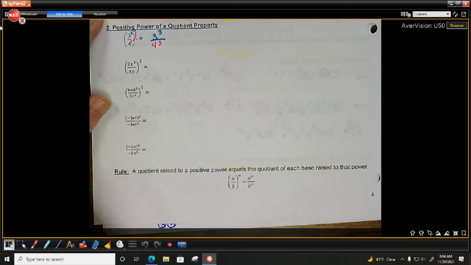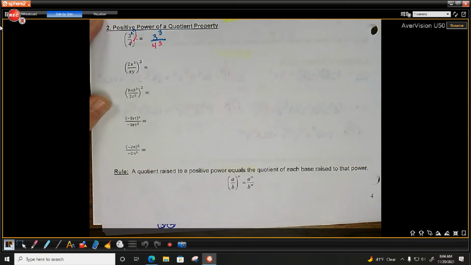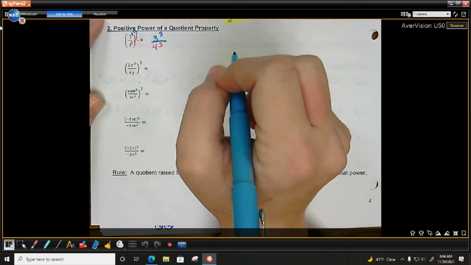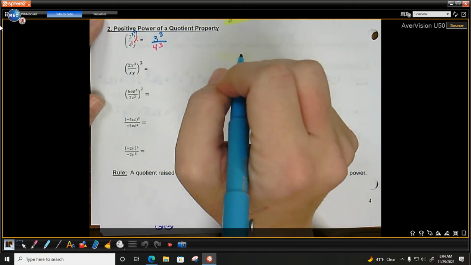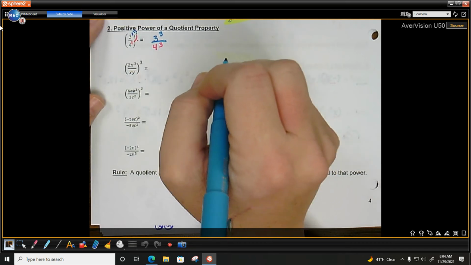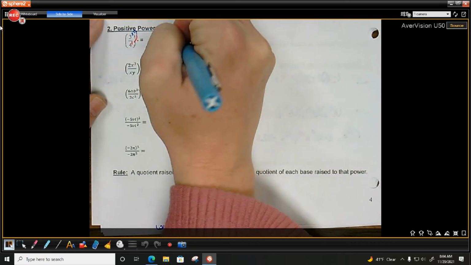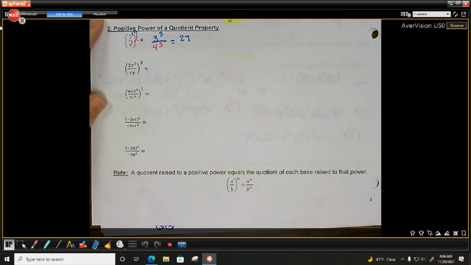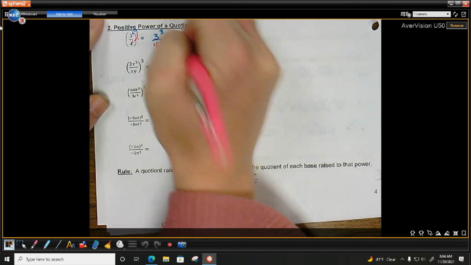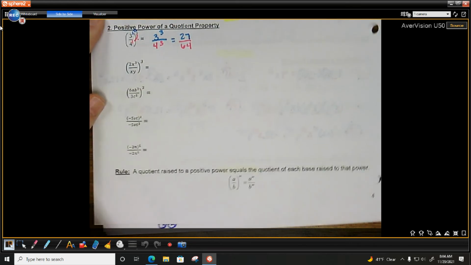Okay, so what is 3 to the 3rd power? Don't tell me 9. Remember, 3 to the 3rd power means 3 times 3 times 3. 27. And then what's 4 to the 3rd power? Don't tell me 12. 4 to the 3rd power means 4 times 4 times 4, which is 64. Good? Okay.